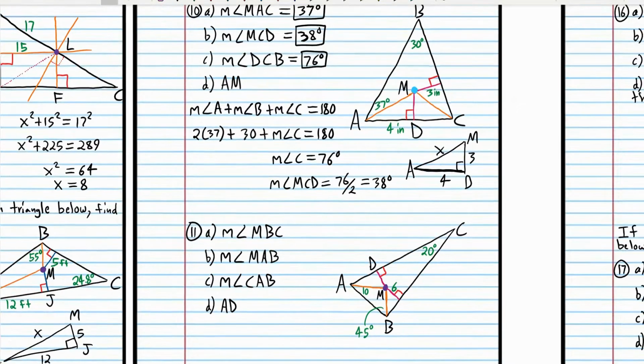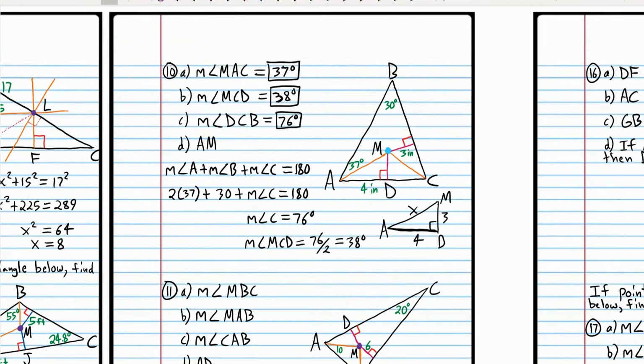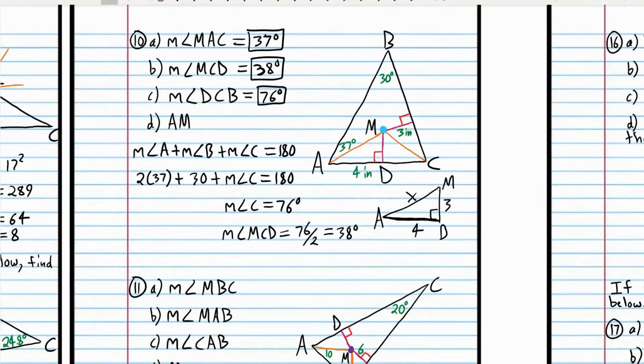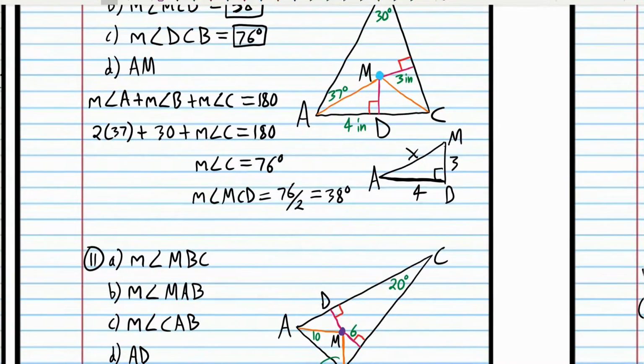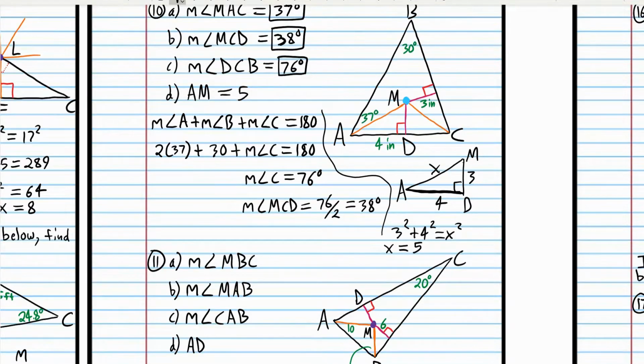So now we use the Pythagorean theorem. And it doesn't look like we have a lot of room here, so I might have to kind of skip ahead. But if you use the Pythagorean theorem, we have 3 squared plus 4 squared equals x squared. X is then equal to 5. So AM is equal to 5 inches.